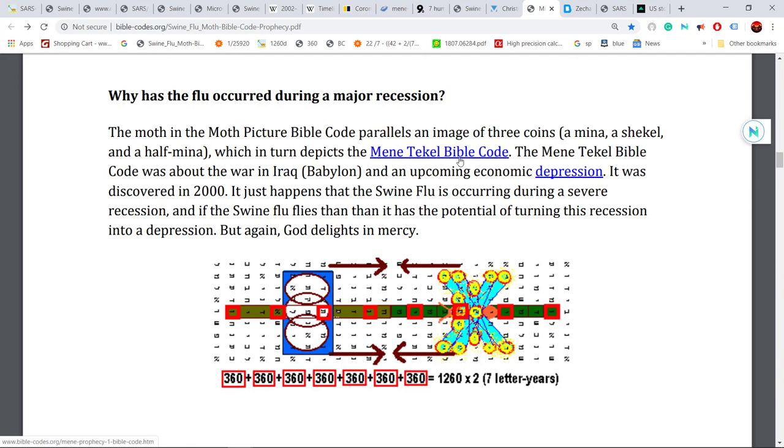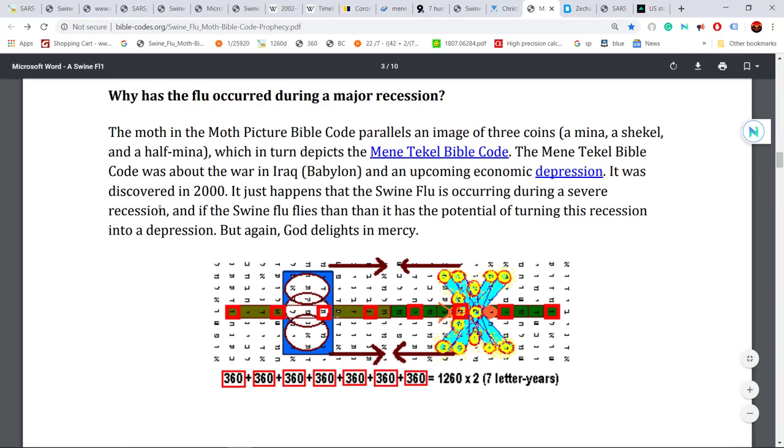And that's a whole huge Bible code. You can click on that yourself and look at it if you want. The Mene Tekel Bible code was about the war in Iraq, and Saddam Hussein, and everything else, and an upcoming economic depression, because right after he gave me that, about three coins and the writing on the wall, and Saddam Hussein, the stock market also began to crash, particularly reaching a peak there when the Twin Towers fell. It was discovered in 2000, February 4th, 2000, to be exact.